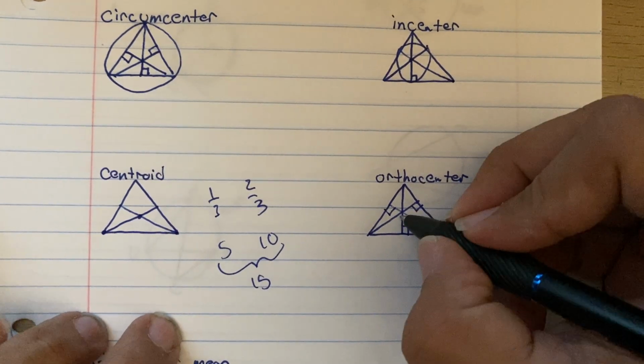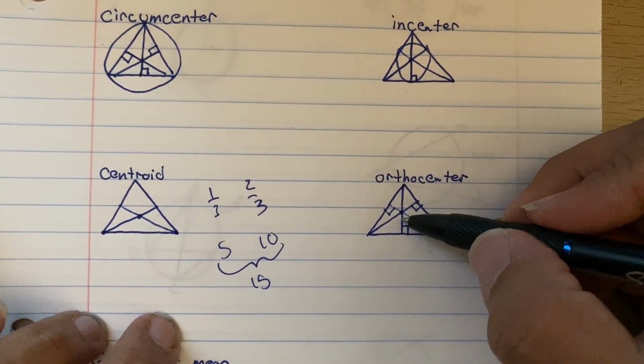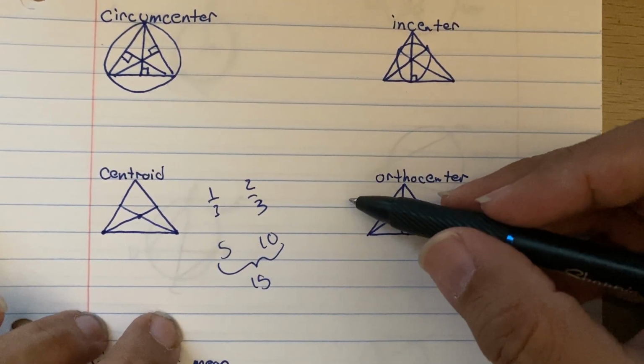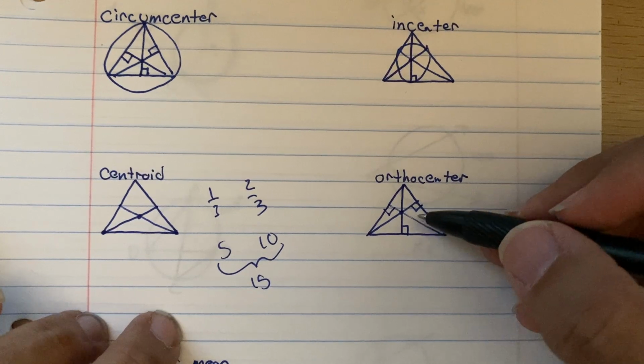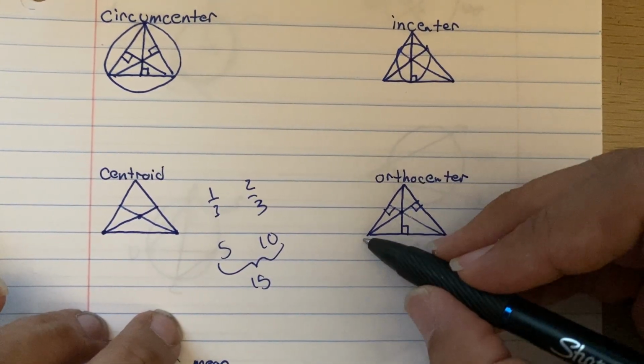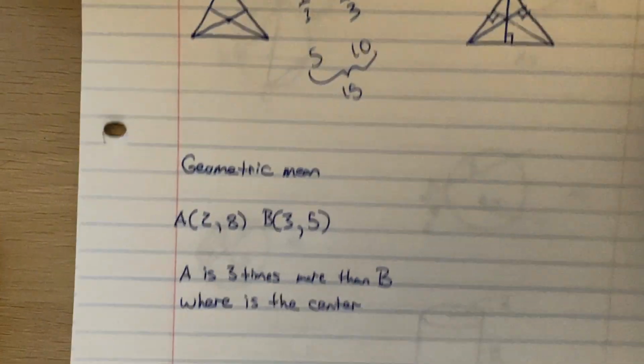Where all of these meet is the orthocenter. If it's inside of the triangle, it is an acute triangle. If it meets outside of the triangle, it is an obtuse triangle. And if it meets on the actual side, it is a right triangle. And those are the 4 and their differences.